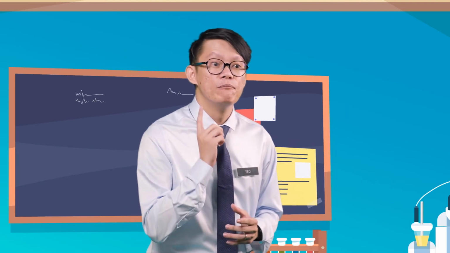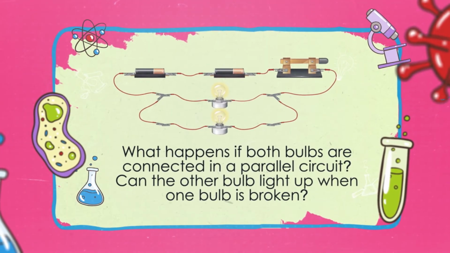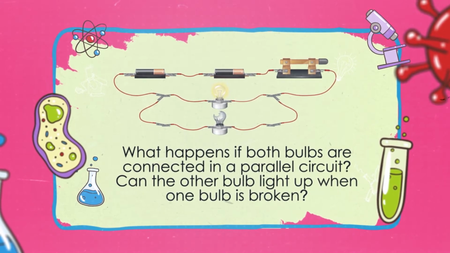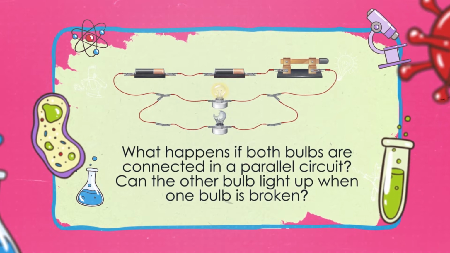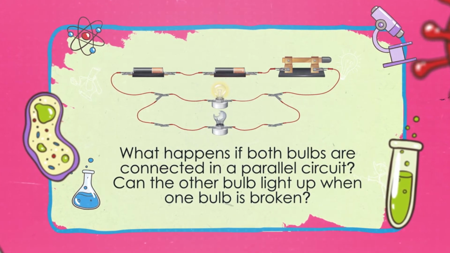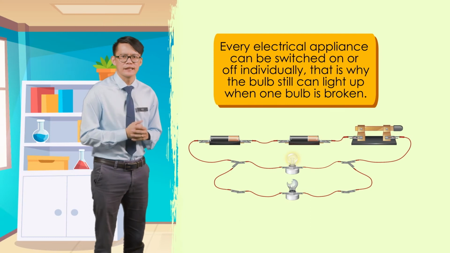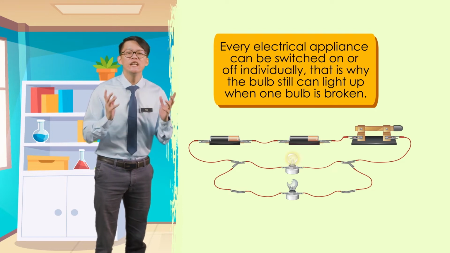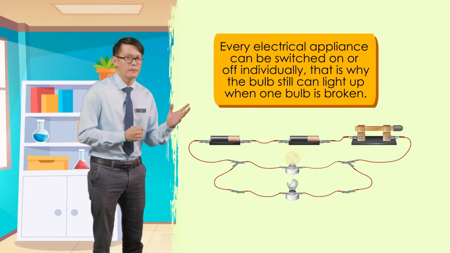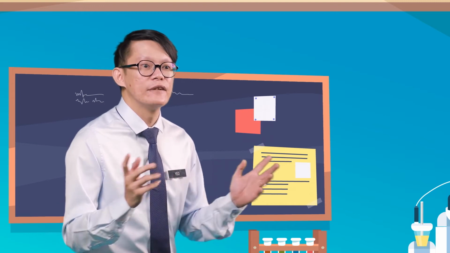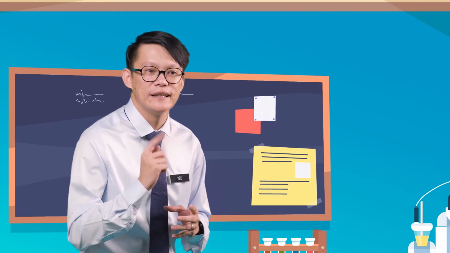What happens if both bulbs are connected in a parallel circuit? Can the other bulbs light up when one bulb is broken? You are right. In a parallel circuit, every electrical appliance can be switched on or off individually. That's why the bulb still can light up when one bulb is broken. This information is related to the topic that we are going to learn today.